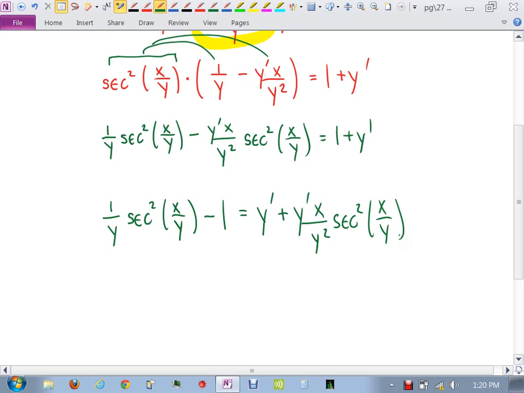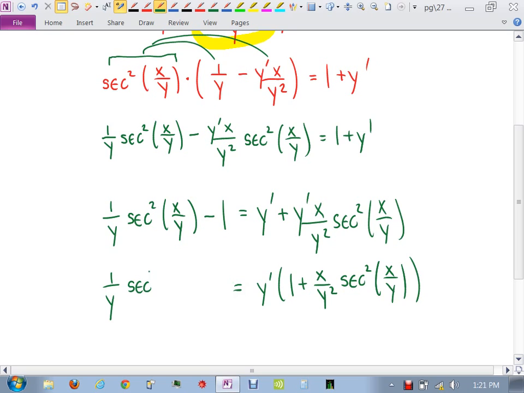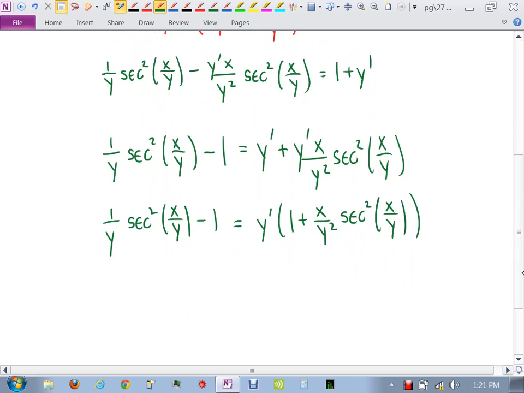And what do you do on the right side now? Factor out y prime. So you're left with 1 plus x over y squared, secant squared x over y. And then on the other side, 1 over y, secant squared x over y minus 1. And finally, divide through. So divide both sides of the equation by that stuff in the parentheses on the right side.